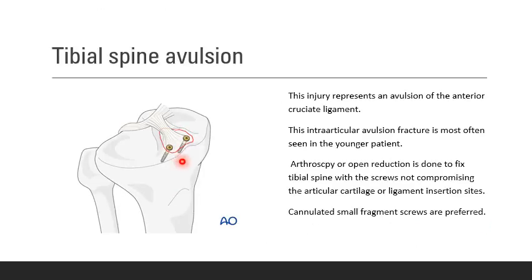Tibial spine avulsion. This injury represents an avulsion of the anterior cruciate ligament. This intra-articular avulsion fracture is most often seen in younger patients. Arthroscopy or open reduction is done to fix the tibial spine with screws not compromising the articular cartilage or a ligament insertion site. Cannulated small fragment screws are preferred.